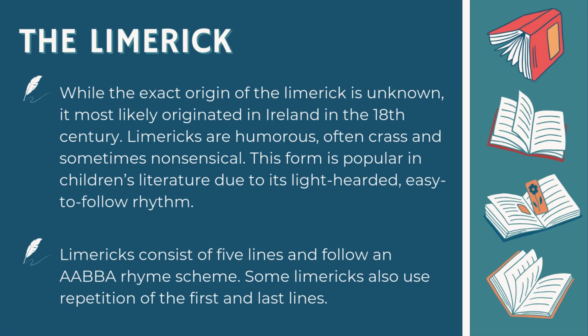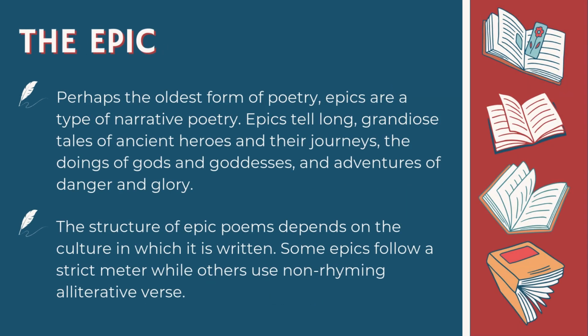Limericks are a humorous poetry form that originated in 18th century Ireland, popular in children's literature. They consist of 5 lines with an AABBA rhyme scheme, creating a catchy rhythm that makes them enjoyable to recite. Some limericks playfully repeat the first and last lines, adding whimsy to their structure, showcasing how a simple format can evoke joy and laughter. Epics represent one of the oldest and grandest forms of poetry, offering narratives filled with ancient heroes, gods, and thrilling adventures.